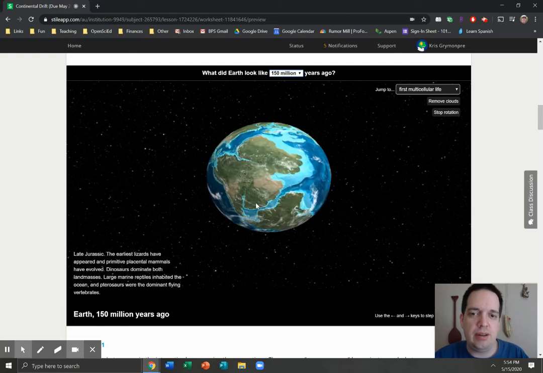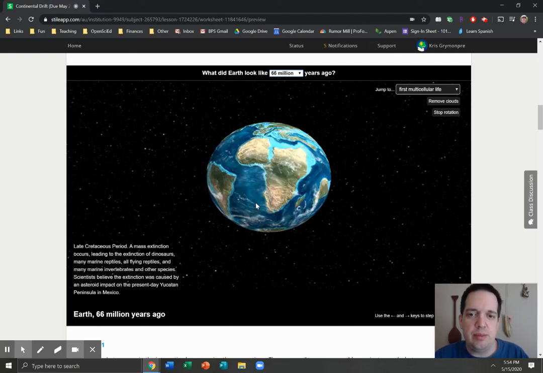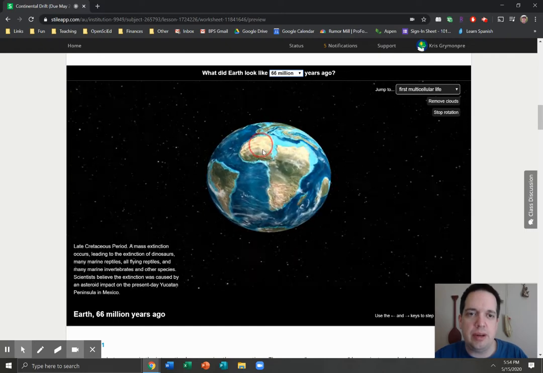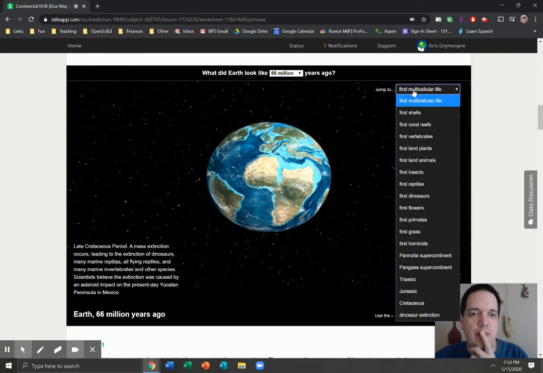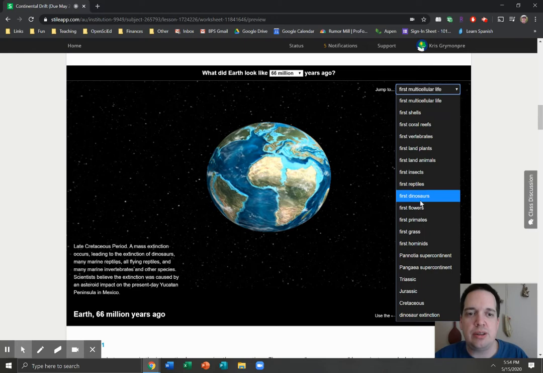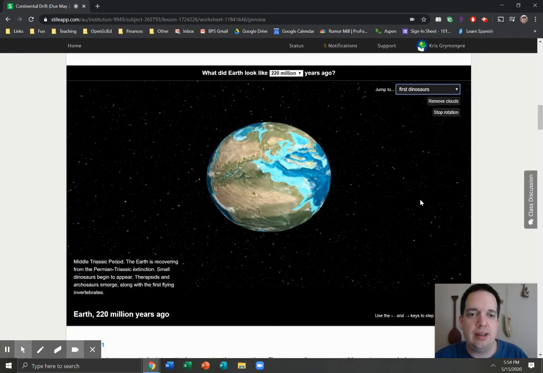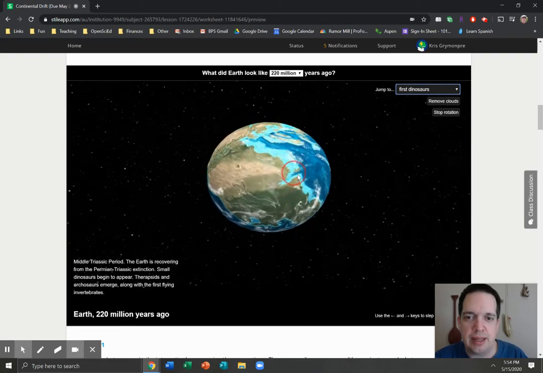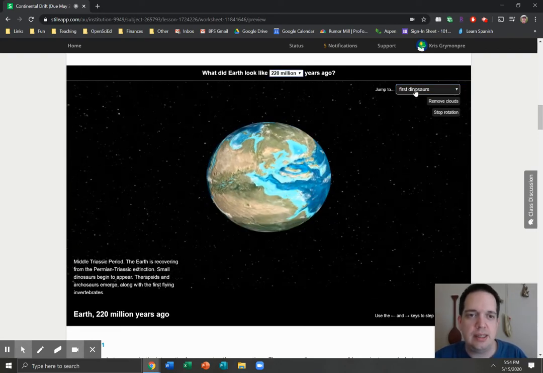So you can use the arrow keys to move both ways. You can click and drag around the Earth to see where we are. And then we can say, well, what was life like with the first dinosaurs? What was the Earth like then? And you can click on that. Ooh, so maybe we had Pangea back then. Looks like the continents are connected.